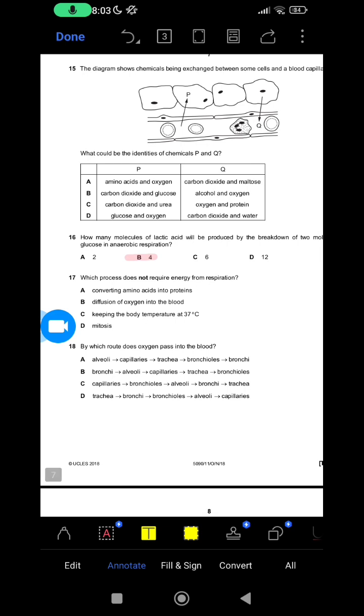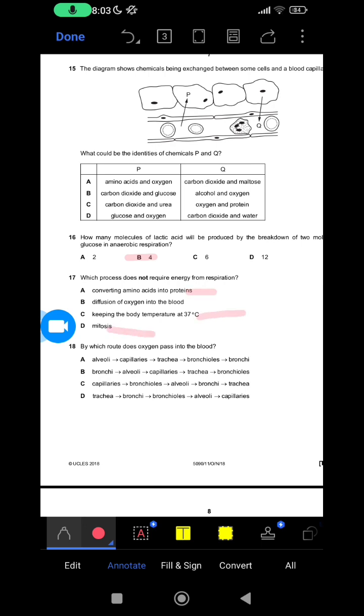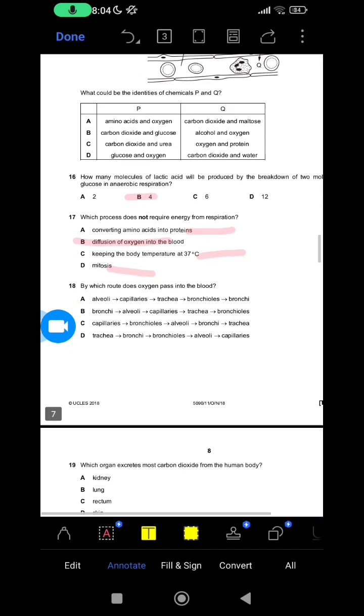Which process does not require energy from respiration: converting amino acids into proteins, diffusion of oxygen into the blood, keeping body temperature at 37, or mitosis? Now, keeping body temperature requires energy, mitosis requires energy, and converting amino acids into proteins also requires energy, but diffusion, as we know, does not require energy. So B is the answer for 17.